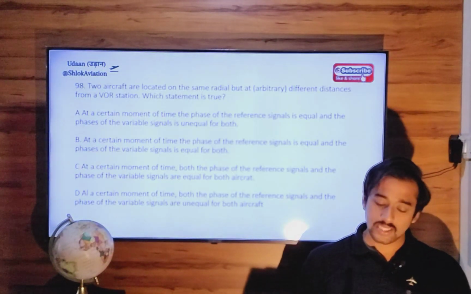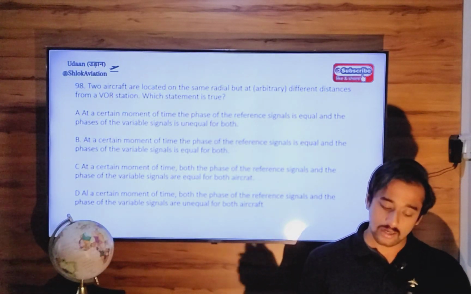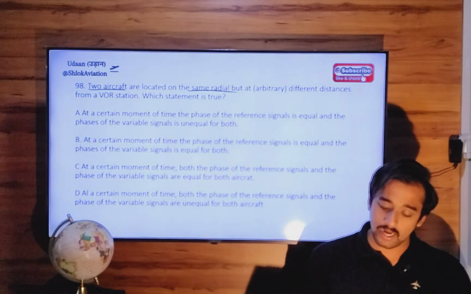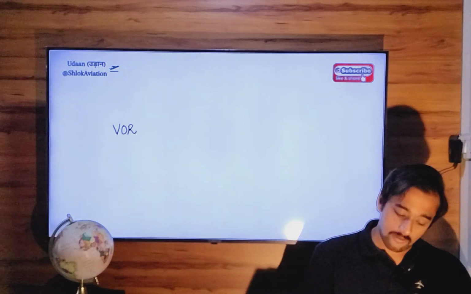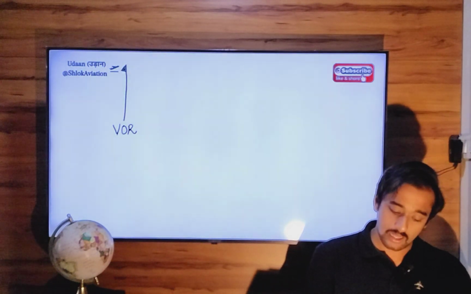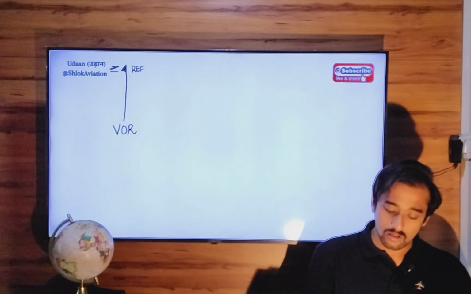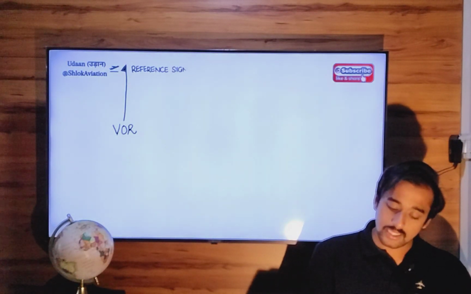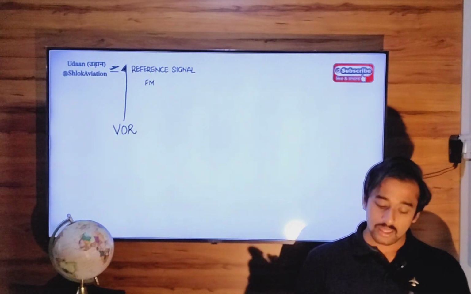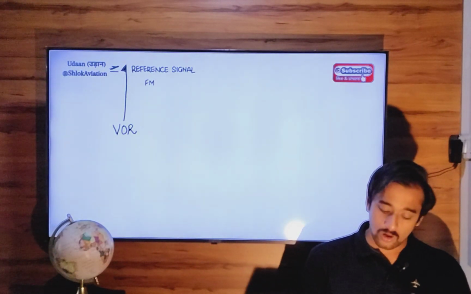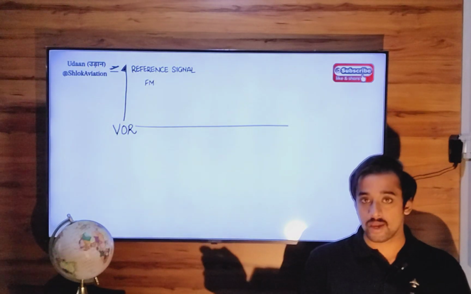Now question number 98, similar. Here they have told you that both aircraft are on the same radial, but at different distances. So let's take a VOR station. This is the reference phase signal. This signal is frequency modulated and it is going to remain constant, oriented in magnetic north direction. There is another signal which is rotary, that is called the variable signal. It will rotate around the VOR.